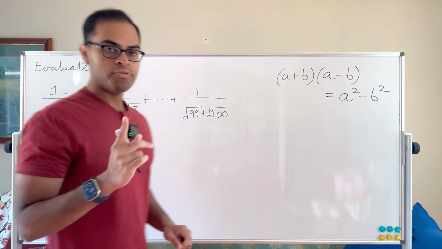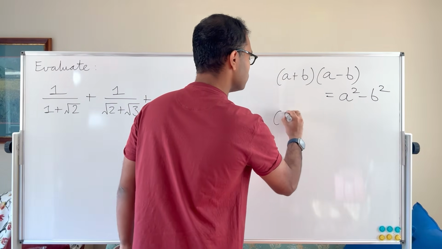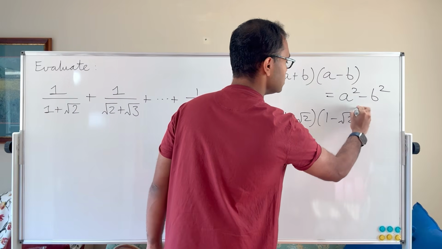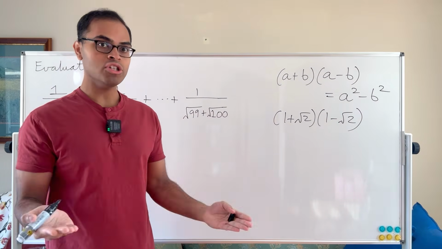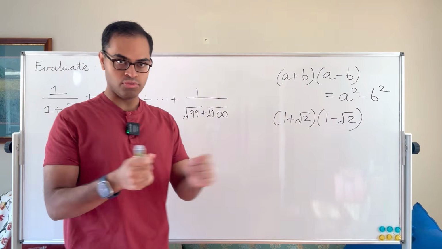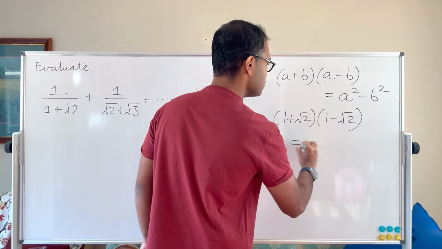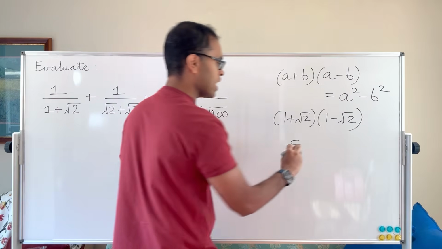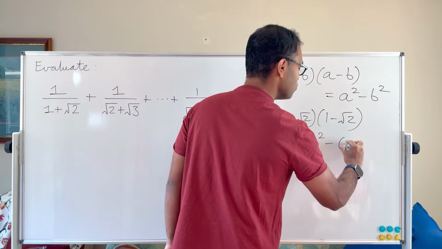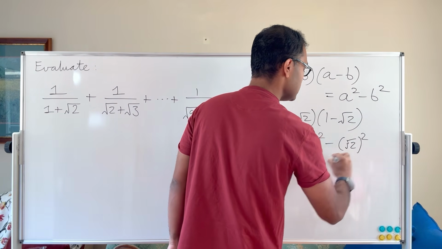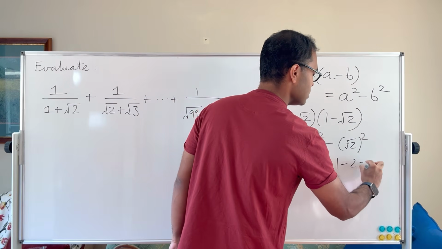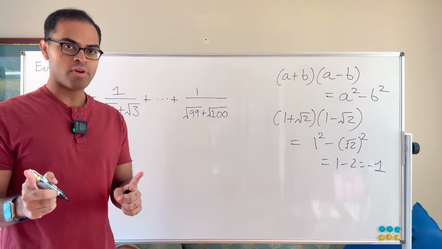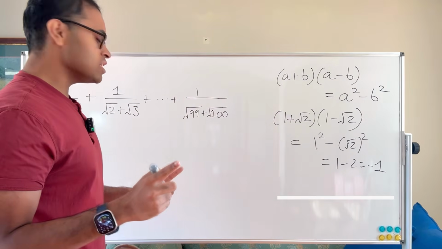For example, if we take 1 plus square root 2 and multiply it with 1 minus square root 2, so we just multiply by what's called the conjugate, flipping the sign between the two terms, then a is 1 and b is root 2. We get a squared minus b squared, which is 1 squared minus root 2 squared, which equals 1 minus 2, which is negative 1. That's pretty cool. We've gotten rid of the square roots. But now we can think of it in terms of fractions.